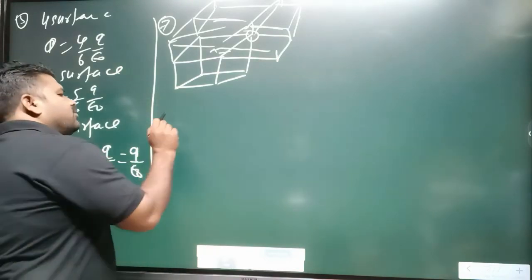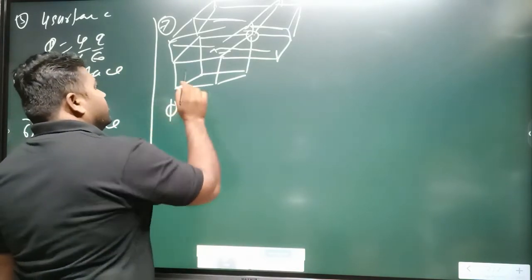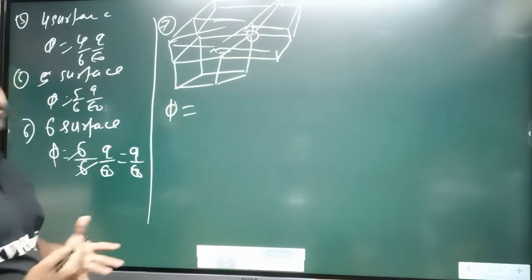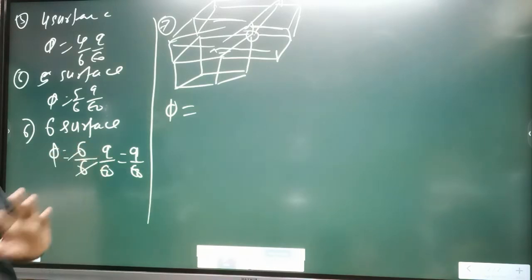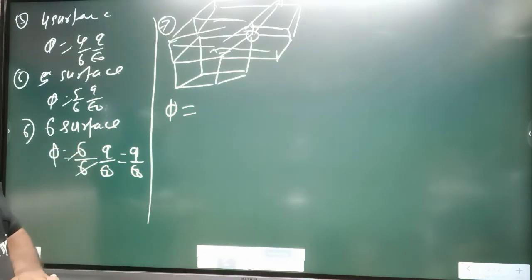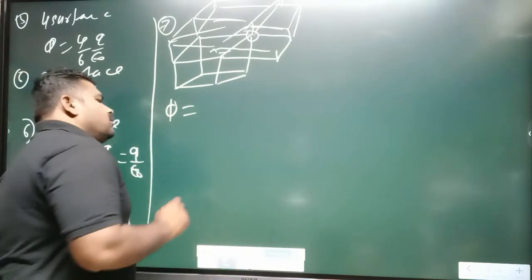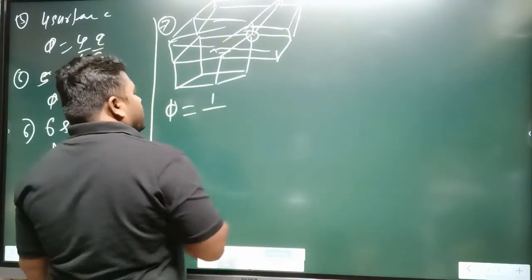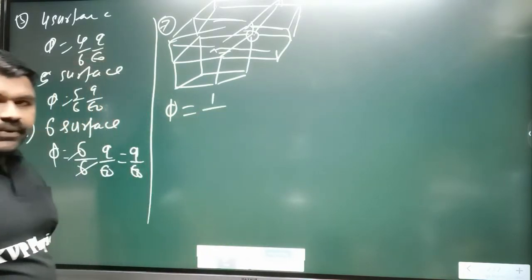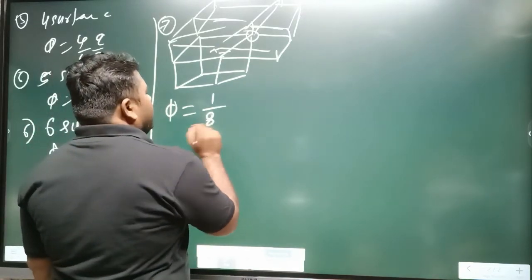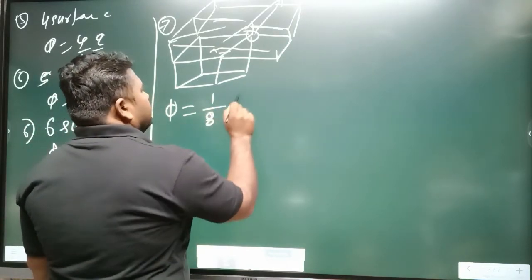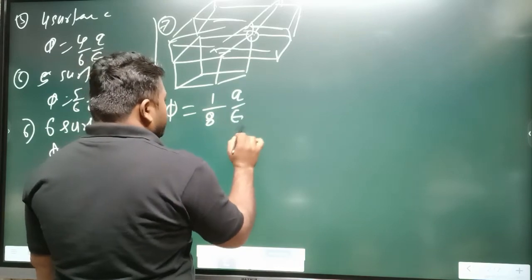Now, flux. How to find out the flux? Given we need 8 cubes to cover this charge. Yes or no? Now, available cubes. आता available cube is there. 1 cube is available. Yes or no? To cover the charge we need how many cubes? 8 cubes. Yes or no? Means total 8, available 1. Q by epsilon naught. Yes or no?